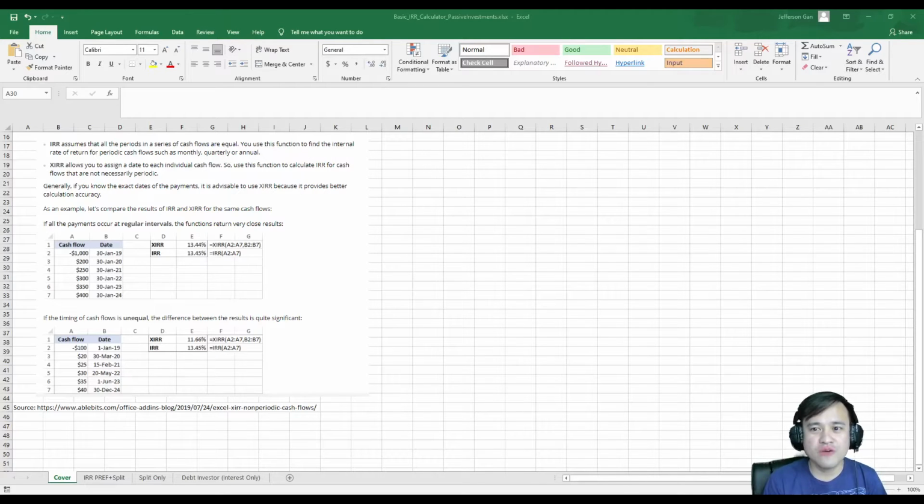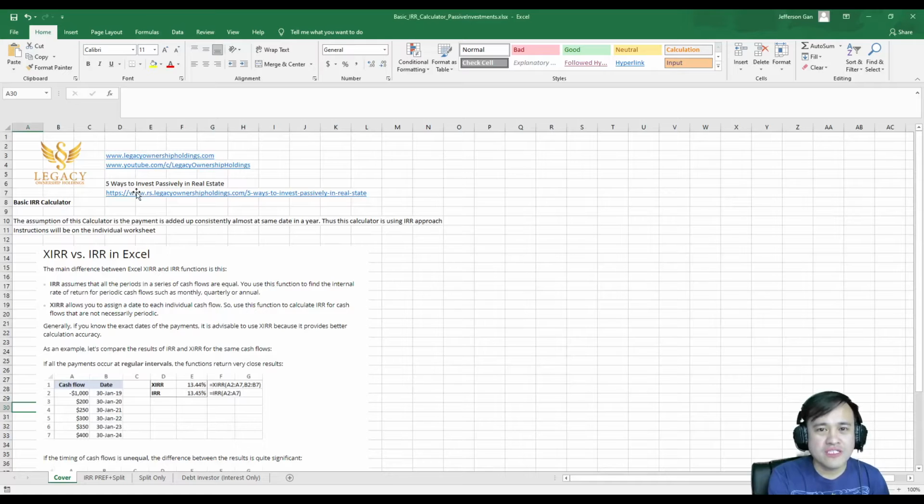So for today, I will be discussing the calculator that I will be giving to all my limited partners. This calculator is to calculate the returns based on IRR. We have two varieties in Excel: the XIRR and IRR formulas. I'll just explain briefly.